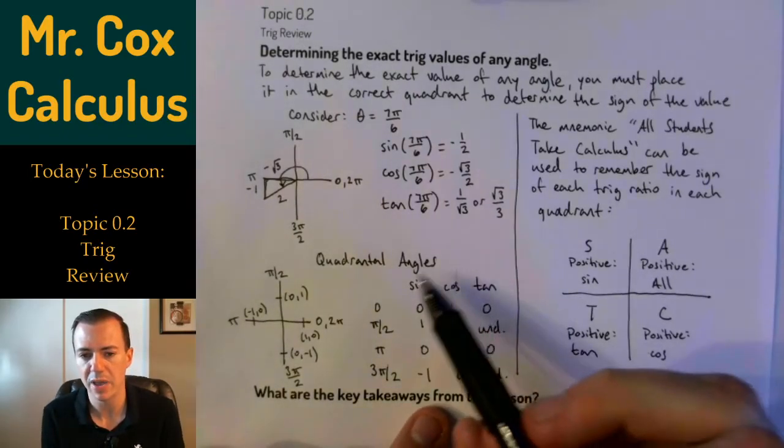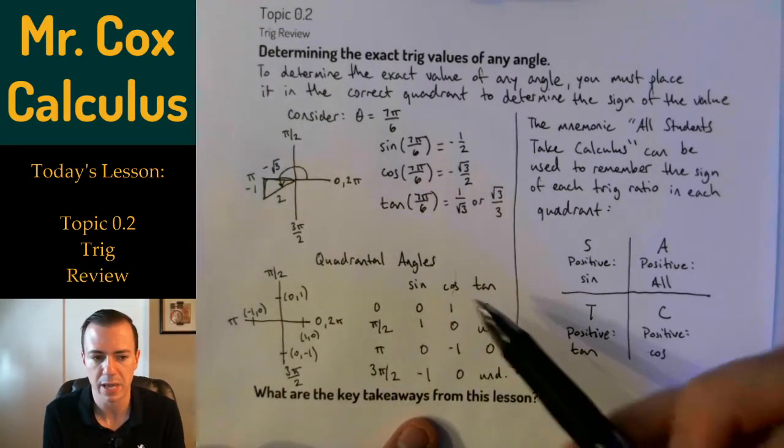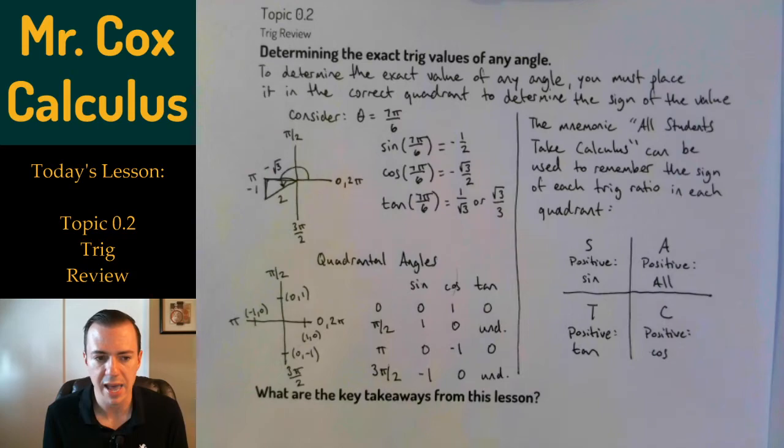So you also want to make sure you understand these quadrantal angles, how the y and the x relate to sine and cosine respectively, and that tangent, it's just y over x, can also be viewed as the sine of an angle divided by the cosine of the angle. If you can apply this logic, you'll be able to come up with the exact trig values of any angle.